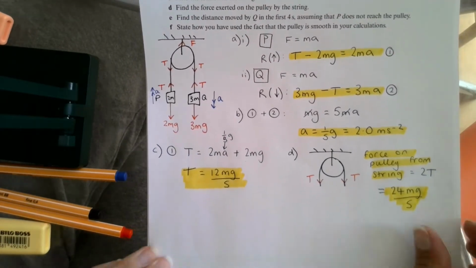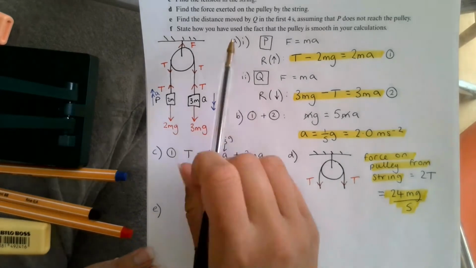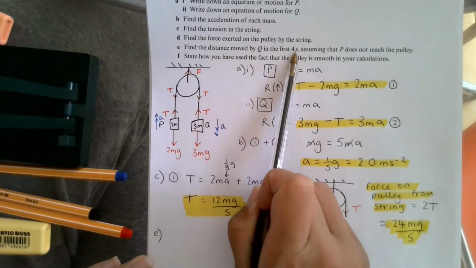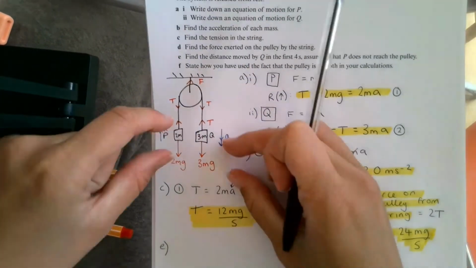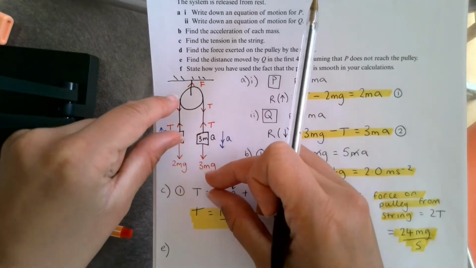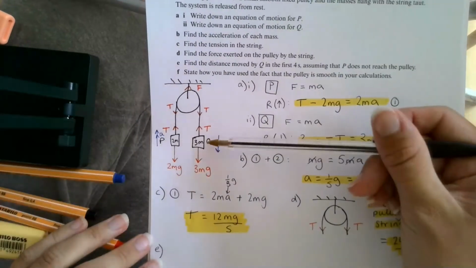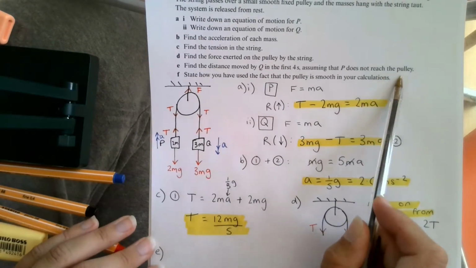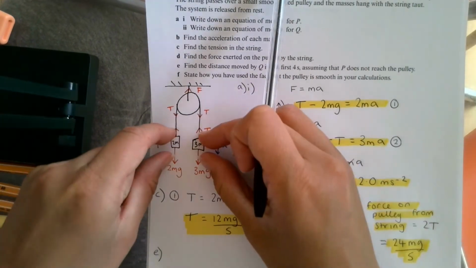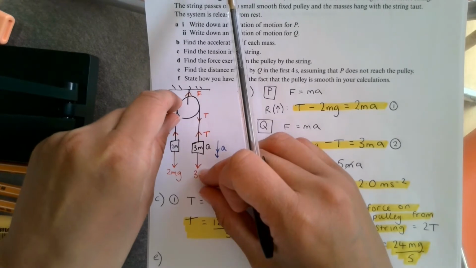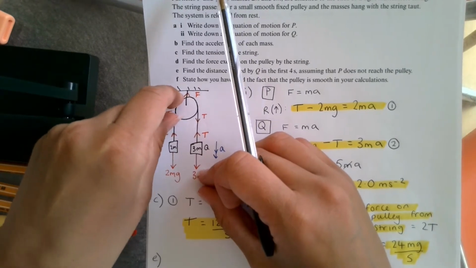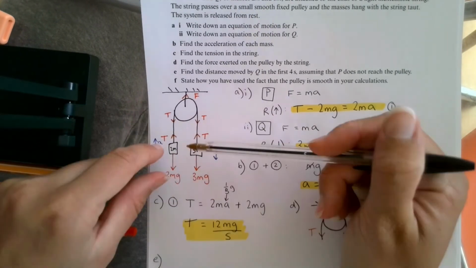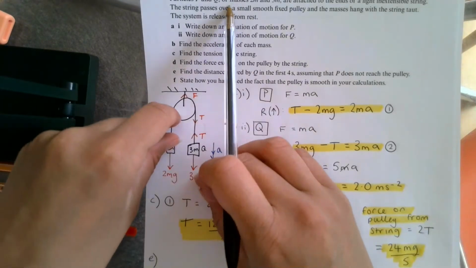Okay, now E is saying, find the distance moved by Q in the first 4 seconds. So remember, Q is moving downwards, P is moving upwards. So I want to find how far Q has moved in 4 seconds. And it says, assuming P does not reach the pulley. Because obviously at some point, eventually, P will hit the pulley here and all sorts of crazy things will start to happen. We're going to assume that the string is so long that P doesn't hit the pulley yet.